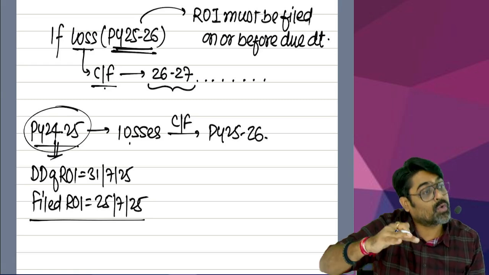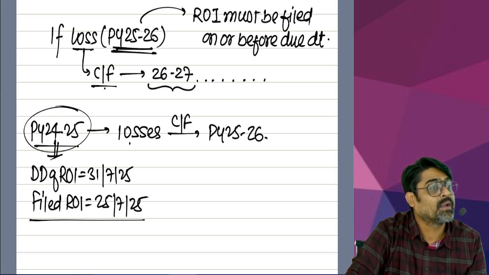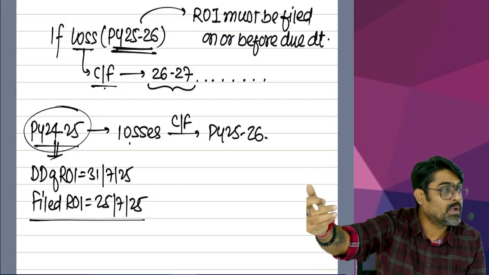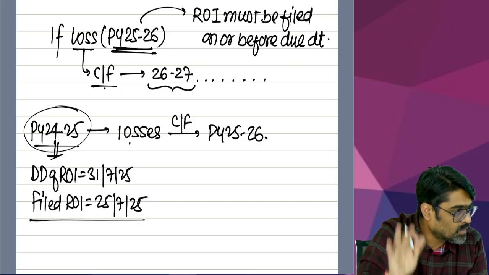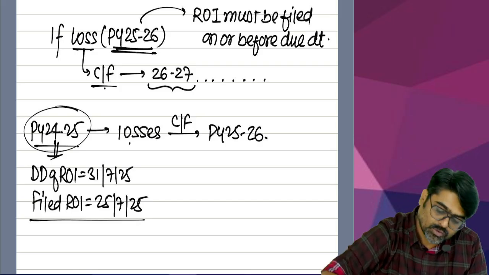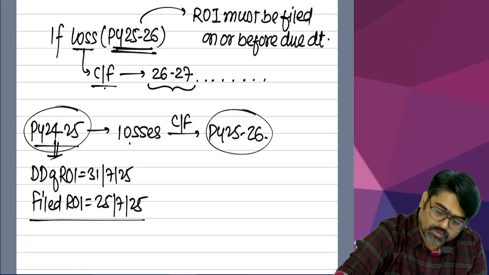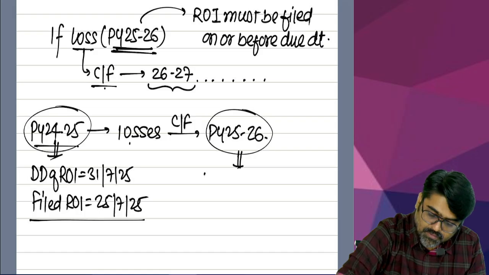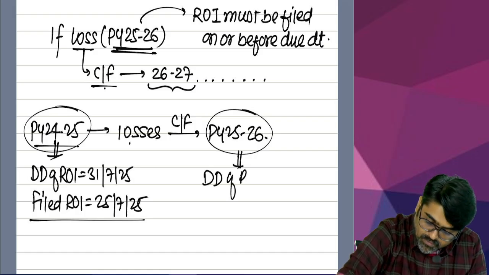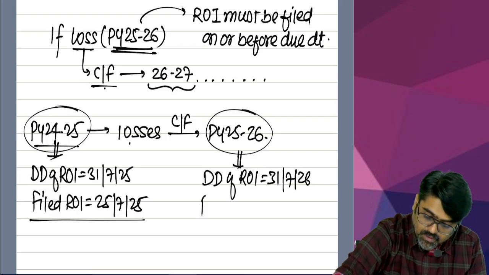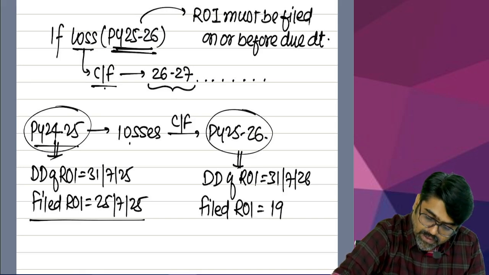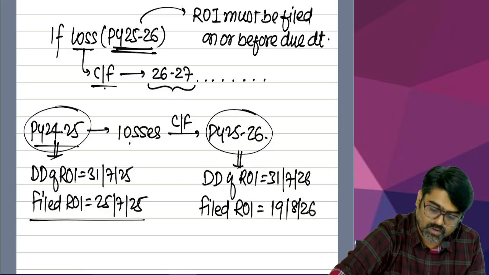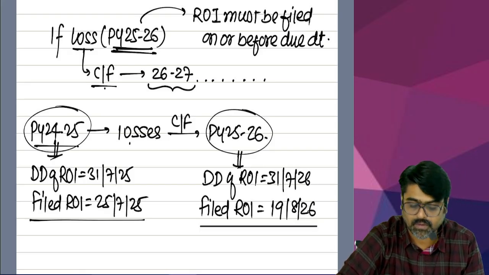But if those losses could not be set off in this year, then carry forward will not happen, because the return of this year is not filed on or before the due date. Understanding? So tell me, do you have losses of this year? Yes. What was the due date of ROI? Example 31st July 2026. Filed ROI on 19th of August 2026. ROI filed on or before the due date or after the due date?